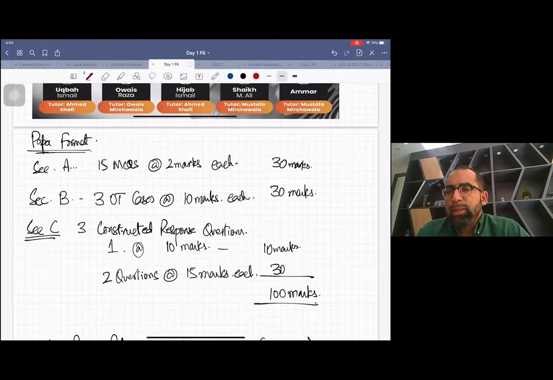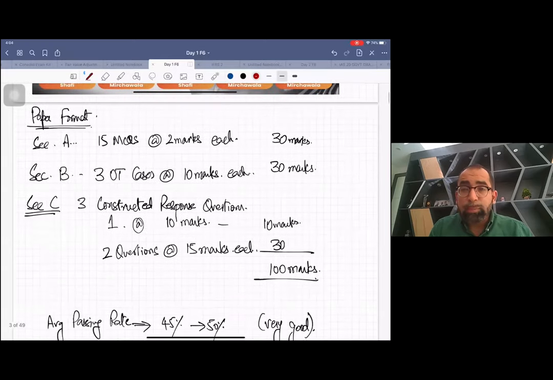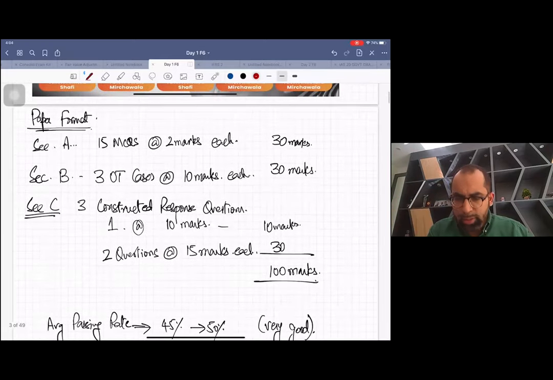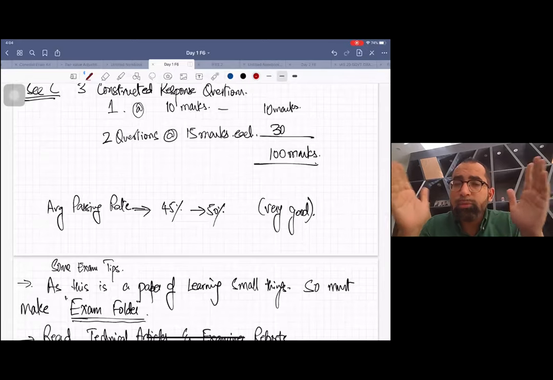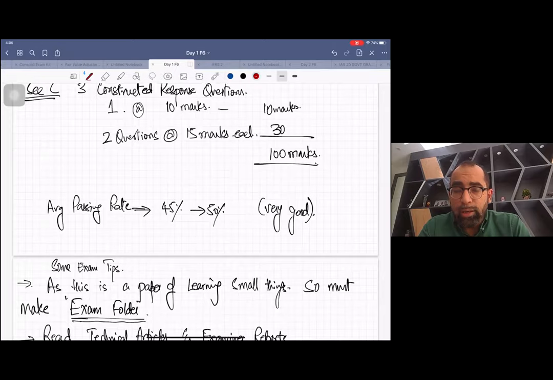And in Section C, of the last 2 questions of 15 marks each, 1 comes from individual taxes like trading income, employment income, and a mixture of these. And 1 question comes from corporation tax. The passing mark is 50 marks, you know, all the standard. Now, what's the passing rate? The average global passing rate of this paper is around 45 to 50%, which is very good, very excellent. Because of this good passing rate, there's a high likelihood that you can clear this paper in the first attempt, and you will for sure.